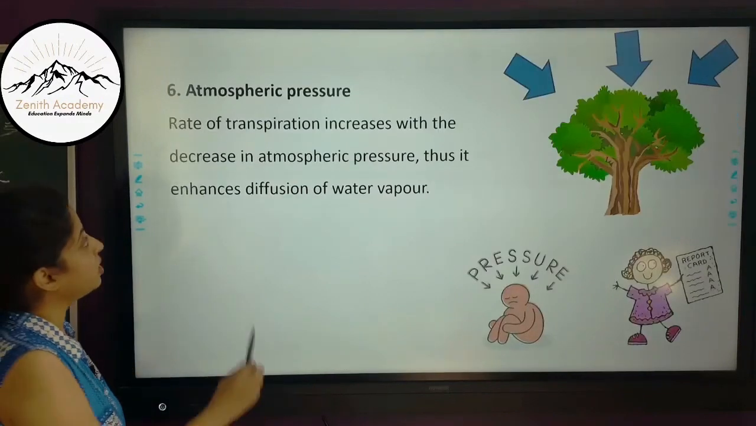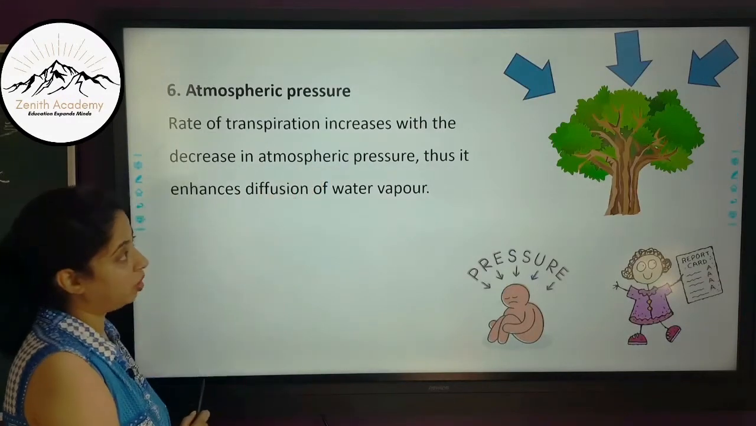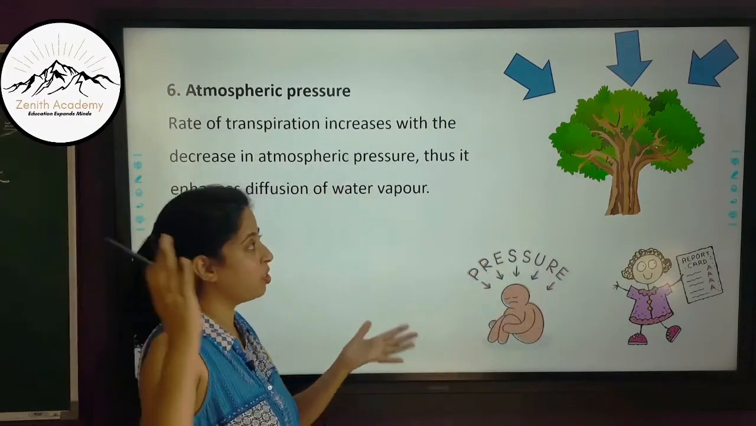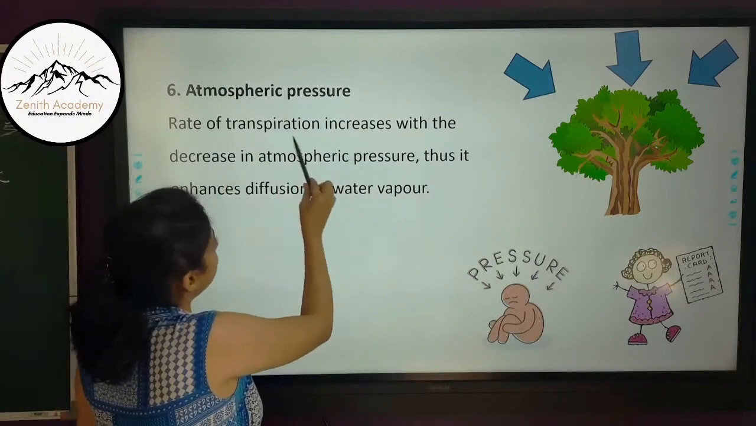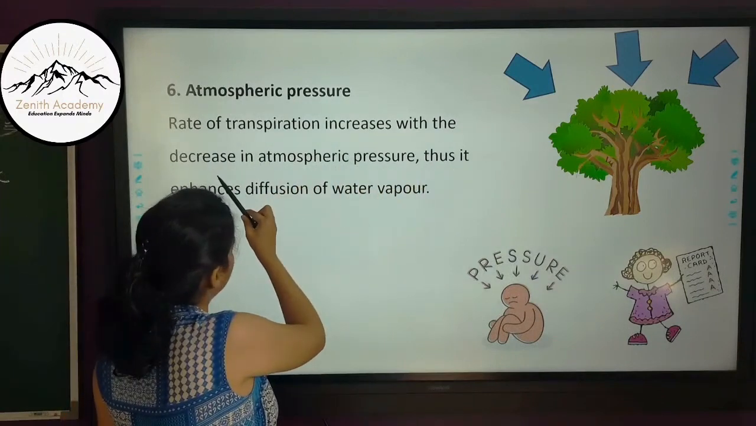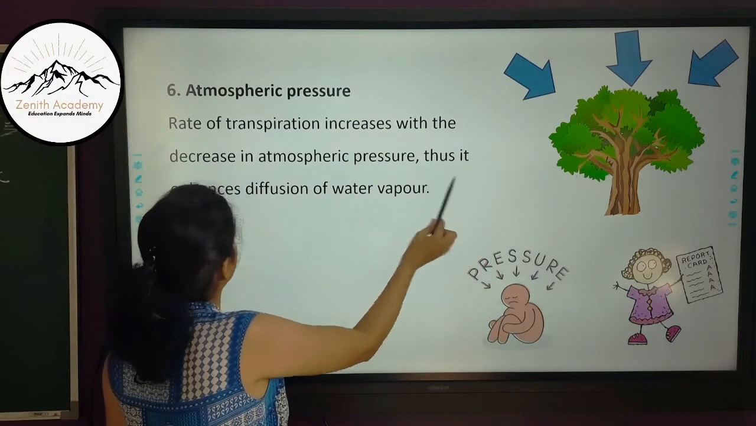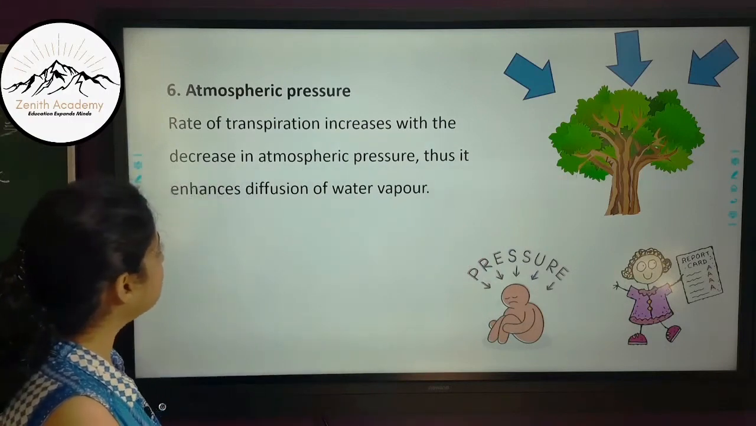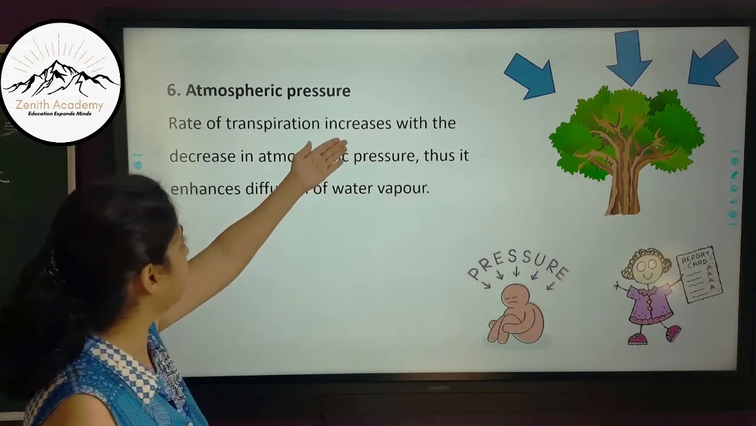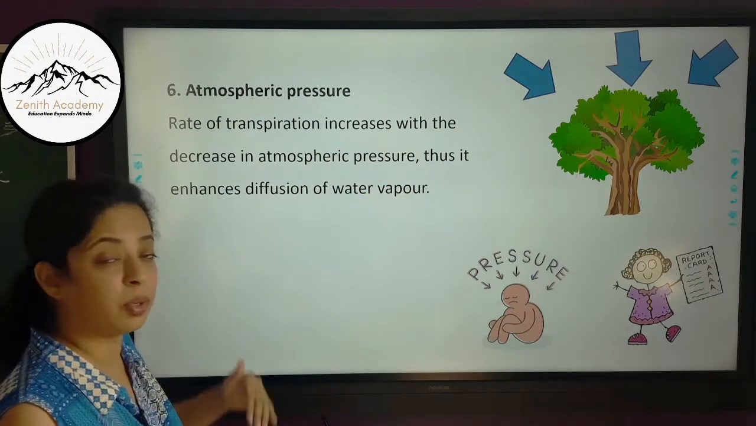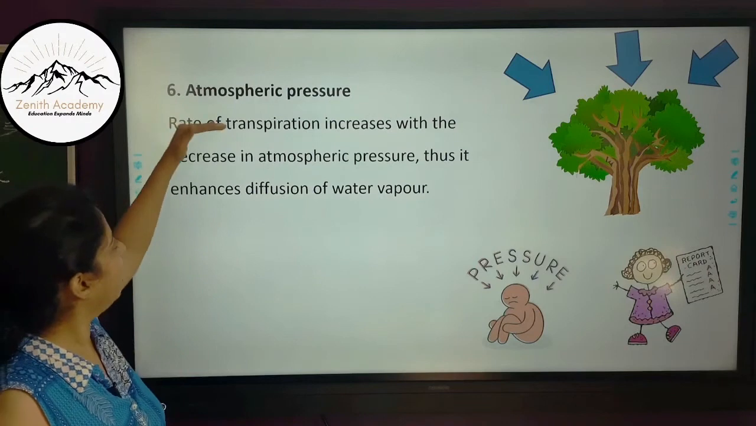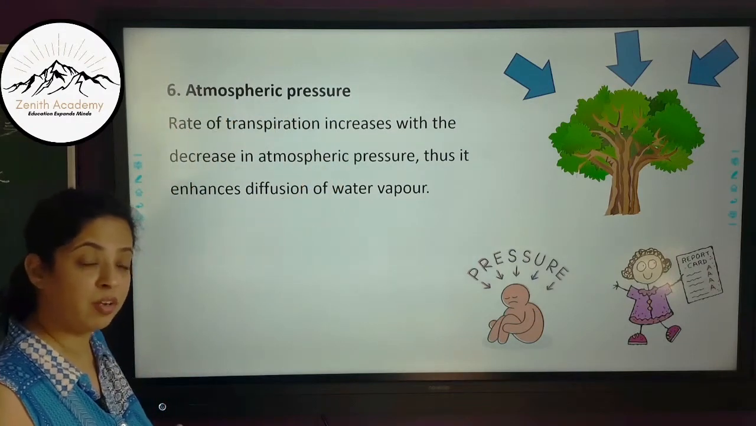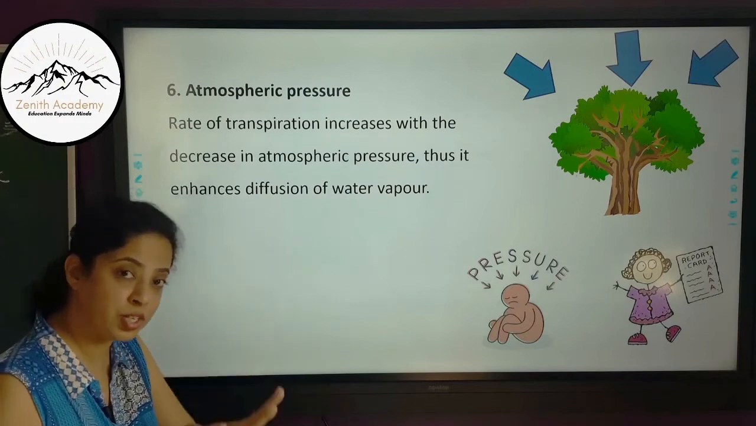Next external factor is atmospheric pressure. There is air around all the plants, air around all of us, that is called atmosphere. So rate of transpiration increases with the decrease in atmospheric pressure. Thus it enhances diffusion of water vapor. It means that rate of transpiration will increase with the decrease in atmospheric pressure. What does it mean? That transpiration is inversely proportional to atmospheric pressure. If atmospheric pressure is more, transpiration is less.